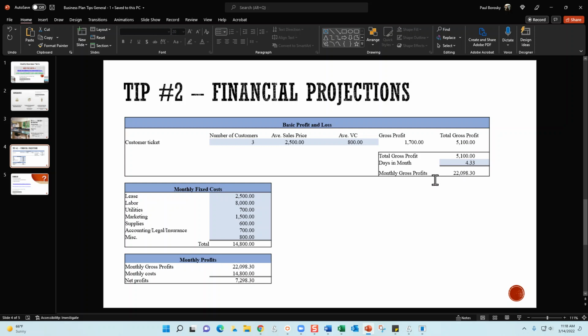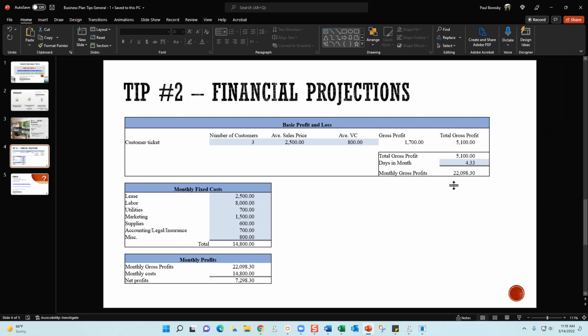Now, for most industries, when I design my financial models, I'm going to use days in the month. However, because typically a repair job is going to take more than a day, I'm going to base this on a weekly basis. And in order to do this for a weekly basis, we're going to go off of 4.333, which just indicates how many weeks in a month. So once we put that together, we multiply that 4.33 by our total gross profits. It's going to give us a monthly gross profit of about $22,000.